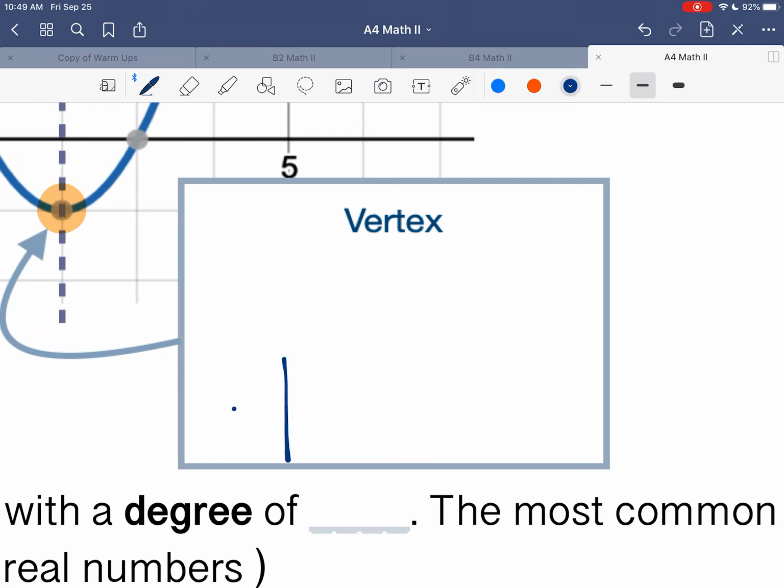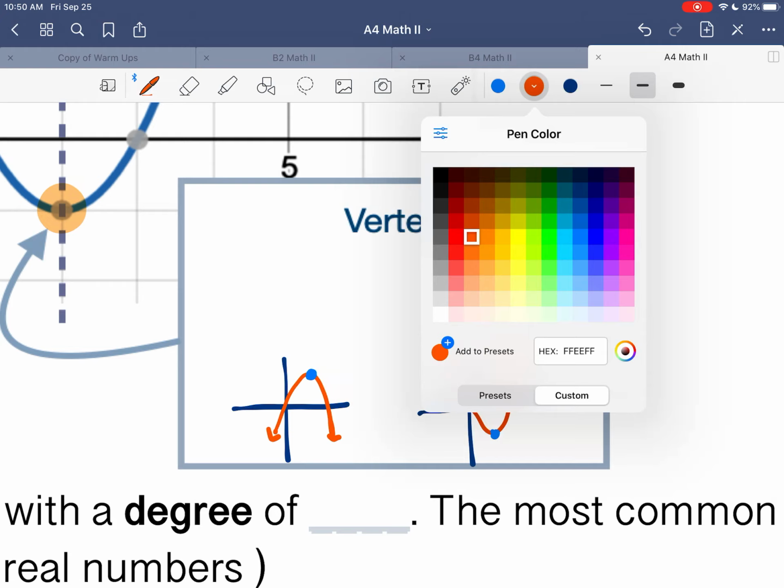So on an upside down parabola, the vertex is at the top, and on a right side up parabola, like the one that's here, the vertex is on the bottom. So it's just that maximum or minimum point where the parabola changes direction. The vertex is super helpful when we're trying to graph parabolas, and also for a lot of other things, honestly.